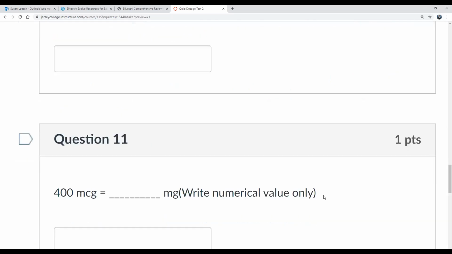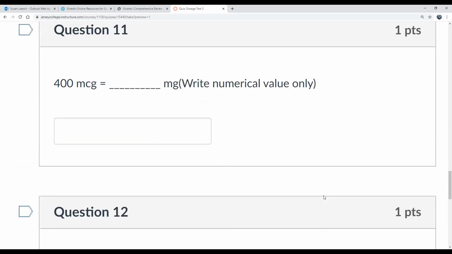I gotta do more of those. Me too, to practice. Okay, so micrograms to milligrams, are we dividing or multiplying? Dividing. Good. Or you're moving those zeros to the left.